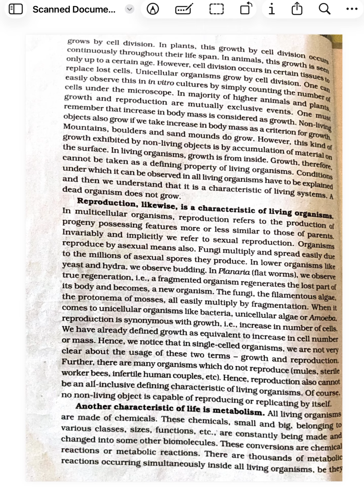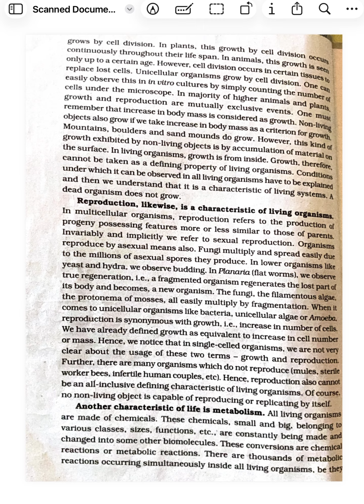Of course, no non-living object is capable of reproducing or replicating by itself. So here, the second rule is satisfied, but the first rule is not satisfied. In the case of growth, the first rule is satisfied, but the second rule is not satisfied. What is the first rule? It should be unexceptionally present in all the living organisms. And what is the second rule? It should not be seen in any of the non-living beings.